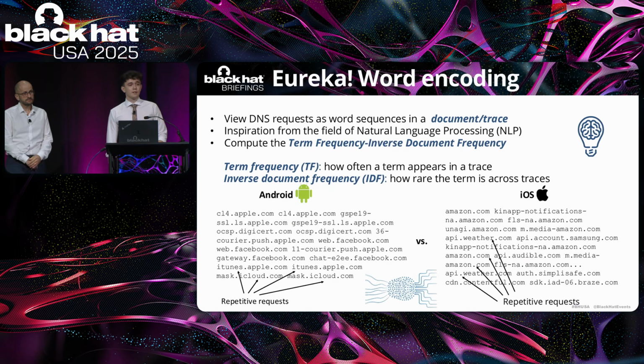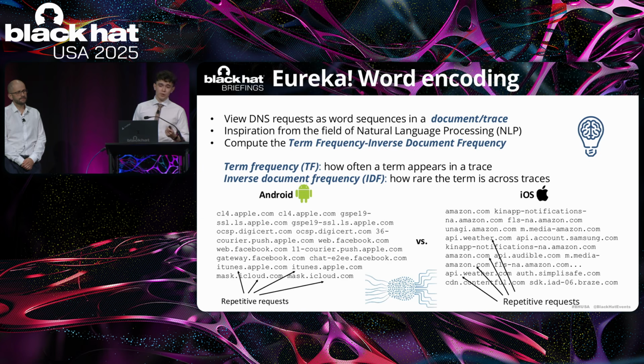We are quite desperate. We are sitting on tons of data and struggling at finding an approach to give it a meaning. But we had an idea. Why not look at DNS requests as sequences of words in a document or a trace? After all, this idea is common in the field of natural language processing. By framing it as a trace comparison problem, we also found the tool to compare documents, namely term frequency, inverse document frequency, or in short, TF-IDF.